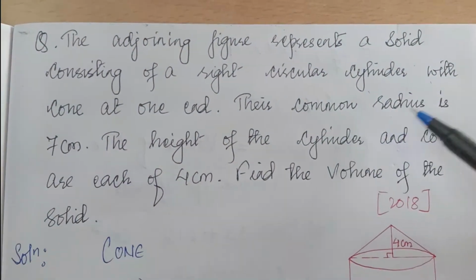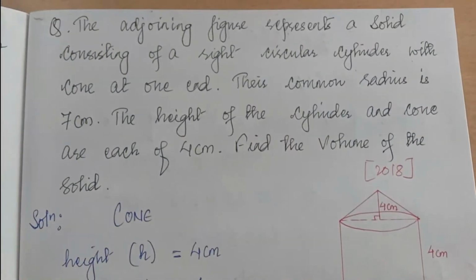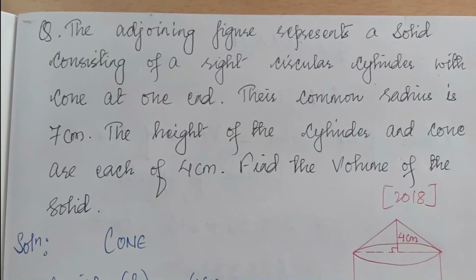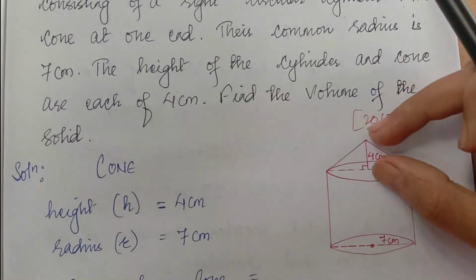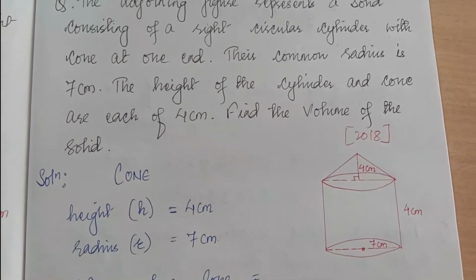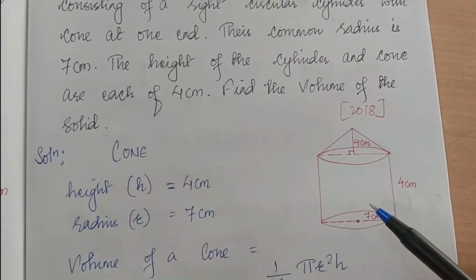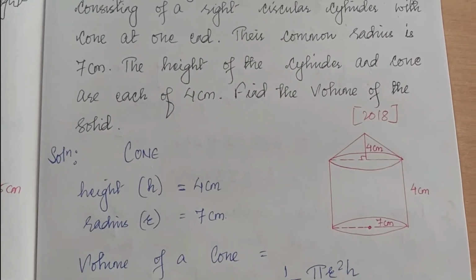Their common radius is 7 cm. That means the radius for cylinder and cone is 7 cm, and the height of the cylinder and cone both is 4 cm. Height of the cone is 4, height of the cylinder is also 4. You have to find the volume of the solid. So to find the volume of the solid, you have to find the volume of cone and volume of cylinder.